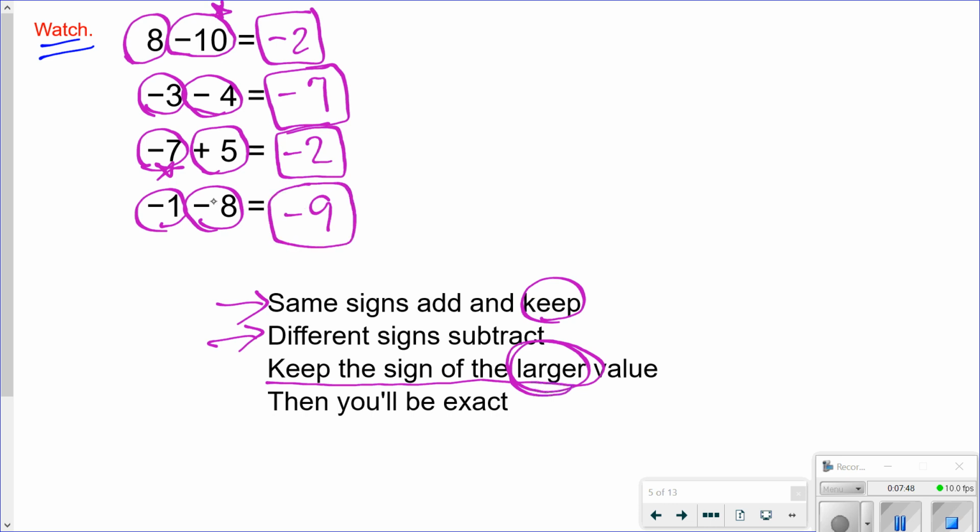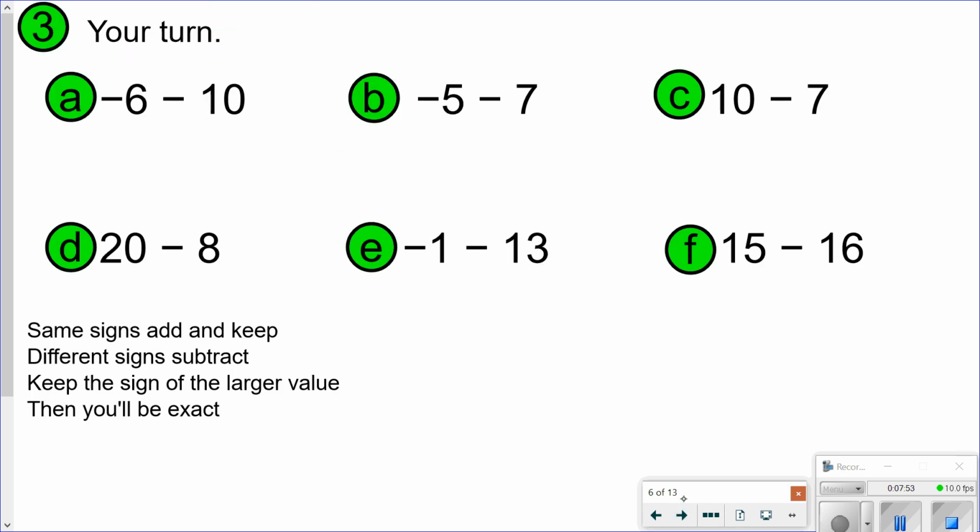All right, on this next set, it's your turn. So go ahead and pause the video, write down these 6 questions. You can give it a try, use pencils, so if you have to erase, you can erase later. And then push play when you are ready to begin. All right, let's see how you did.